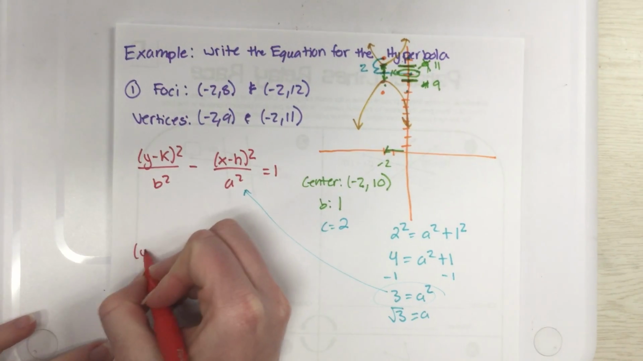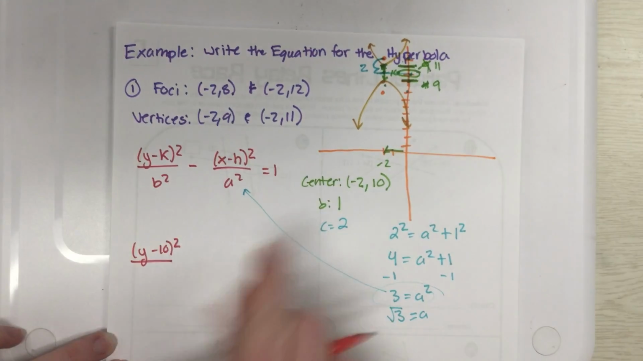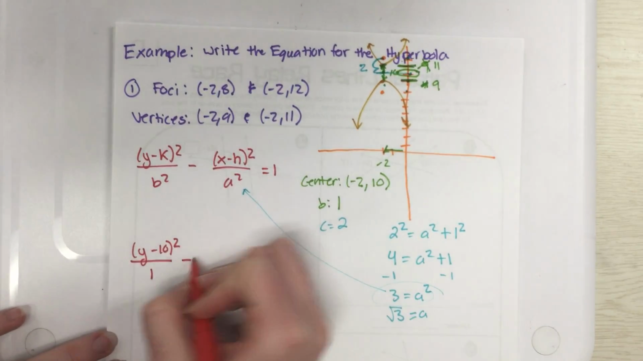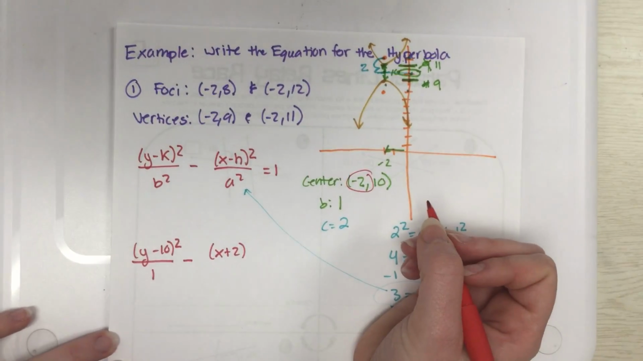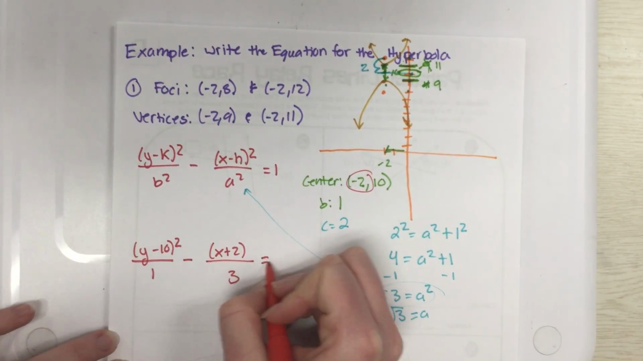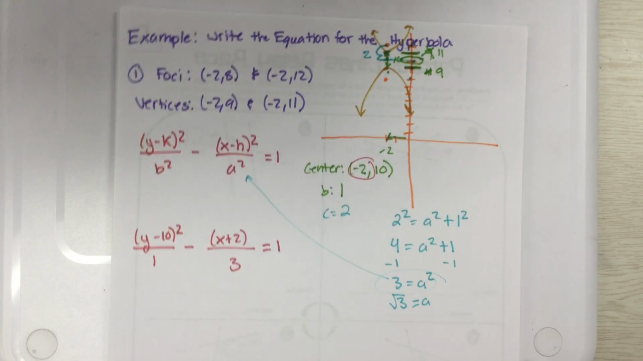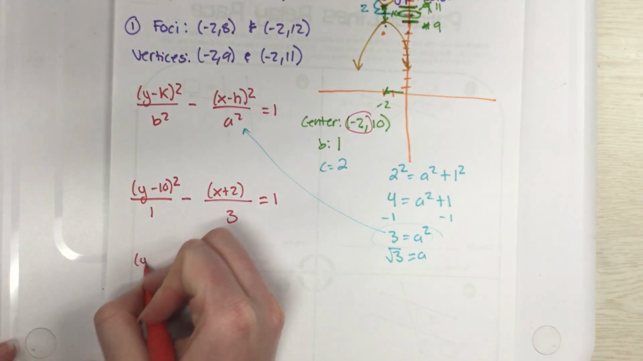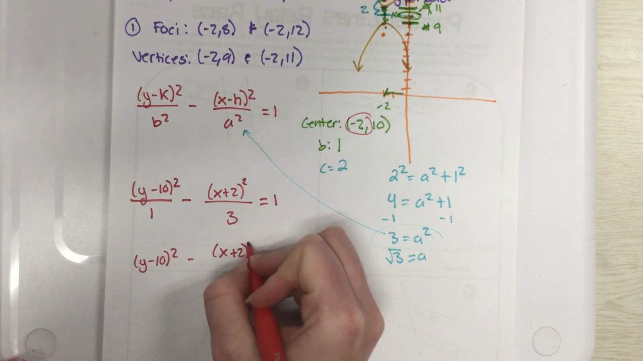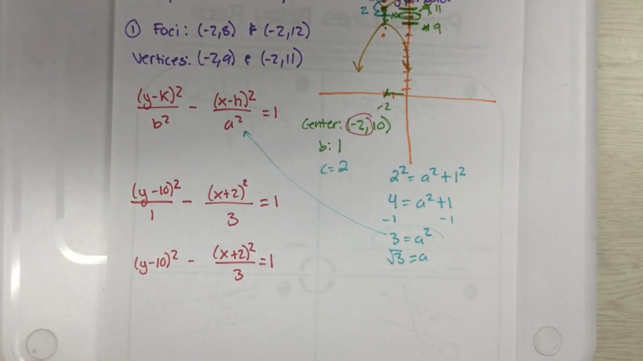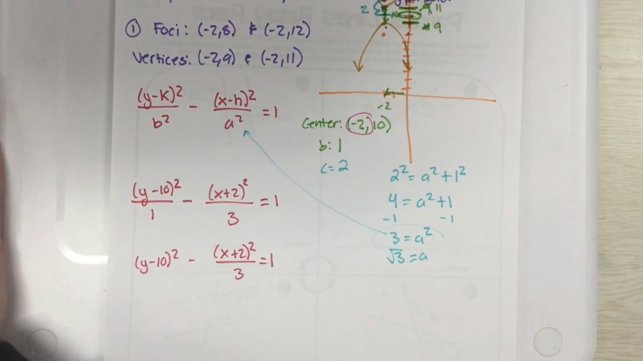So make sure your k goes with your y, so it's y minus 10 squared over b squared over 1 squared, which is just 1. Okay, minus x plus 2, because we got to do a positive because it's negative, over 3 equals 1. I believe Alex will accept that. If you want to be the most correct, though, you don't really ever write divide by 1. So, ooh, I forgot my squared term. All right, and so there we go. Okay, so that's the first example, and that would be one topic.